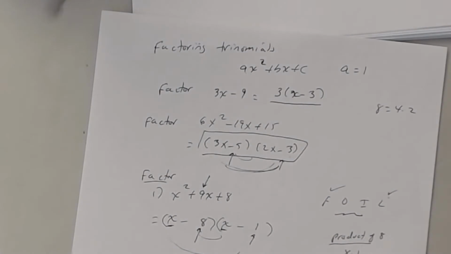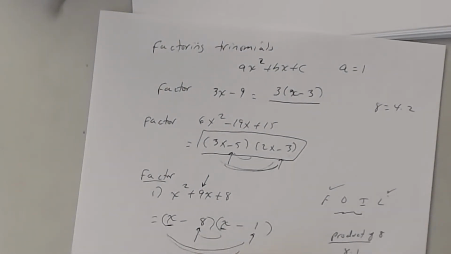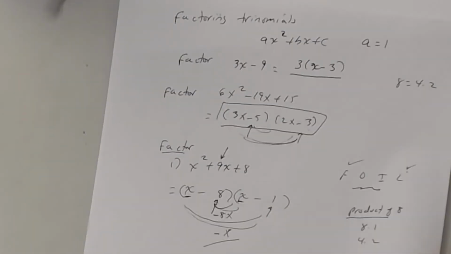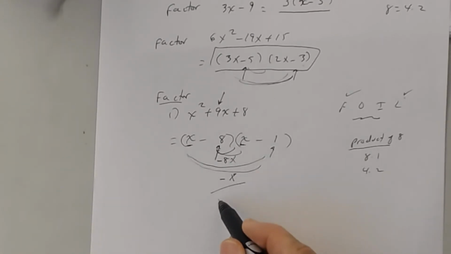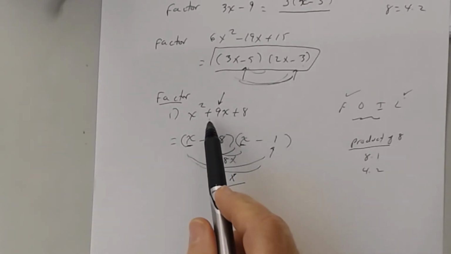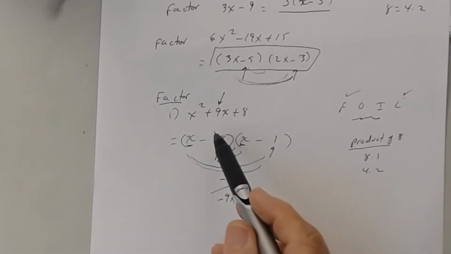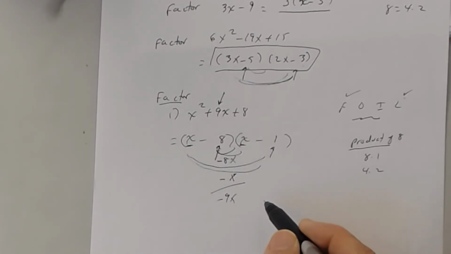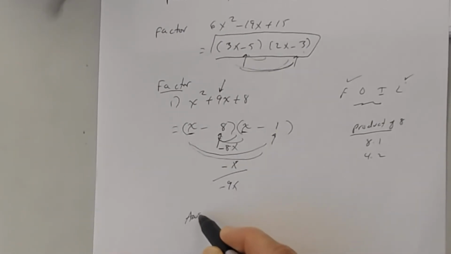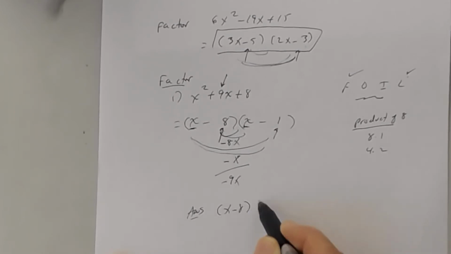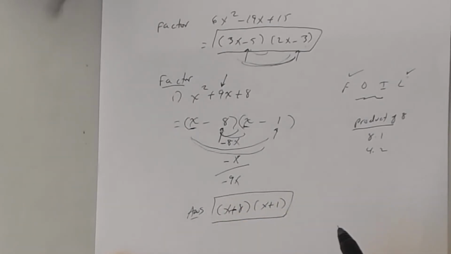The outer and the inner combined give you which part of this trinomial? The middle. All right, let's check it. What's the outer? It's not x. Negative x. What's the inner? Negative 8x. When I add these up right here, what do I get? Negative 9x, which is not what I wanted. What did I want? Positive 9x. So they're almost identical, except they're opposite. What should I do to these signs? Change them. So my answer should be x plus 8 times x plus 1. That's going to be your answer.